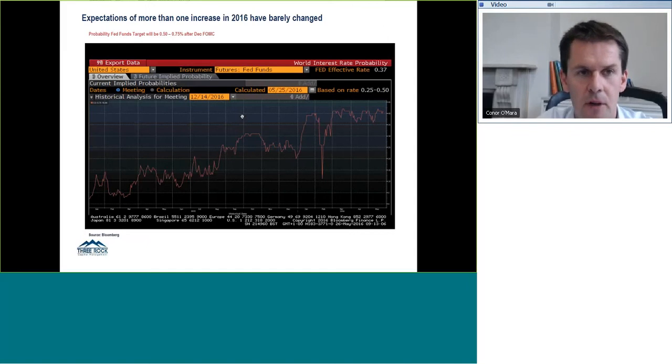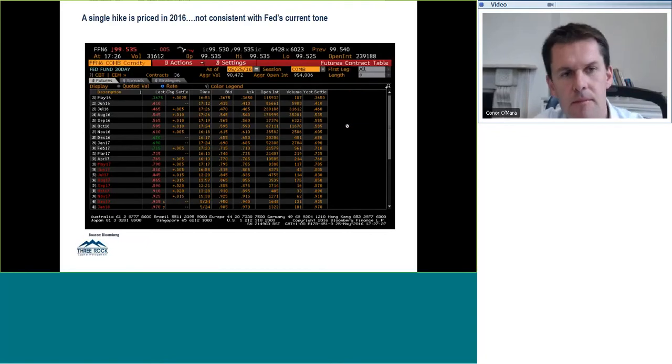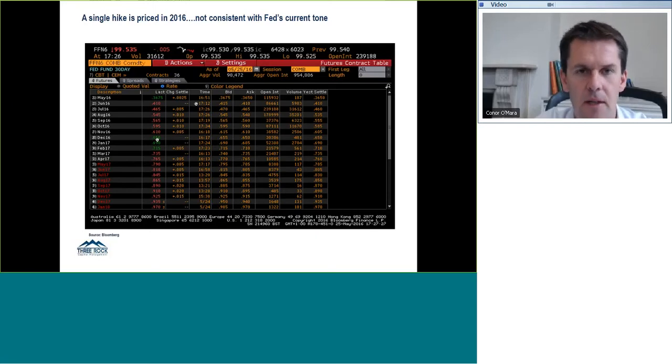This chart shows the probability that the Fed funds target will be 50 to 75 after the December FOMC, and you can see that that's barely budged. So one hike is priced in. The Fed funds futures curve, we look at December 16, 0.65. If the target was 0.5 to 0.75, you'd expect that to be 0.625. So one hike is priced in, and that's not consistent with the Fed's current tone.